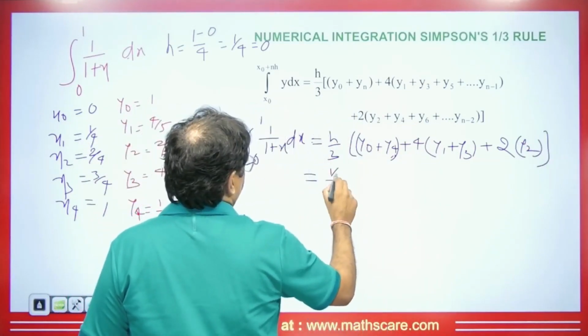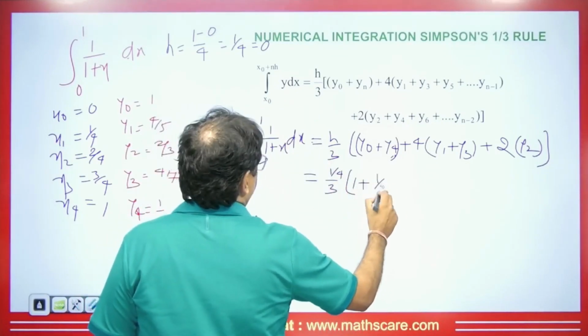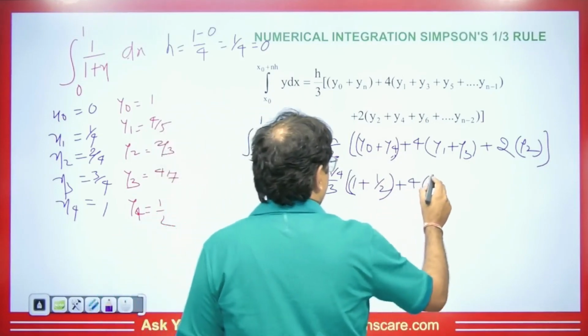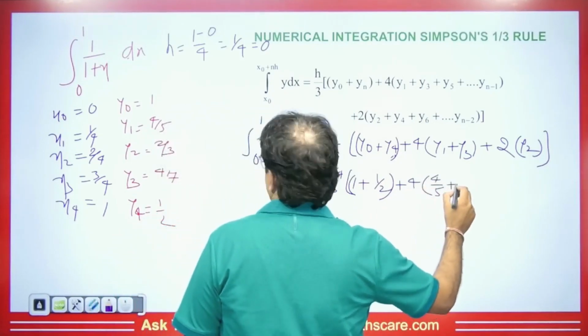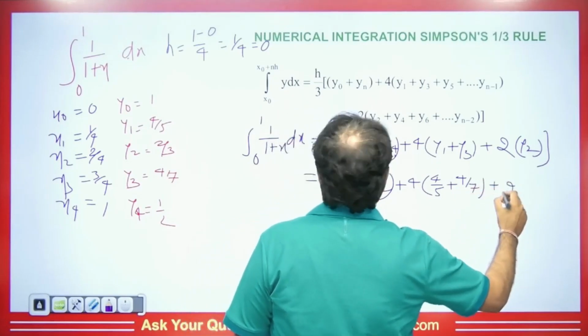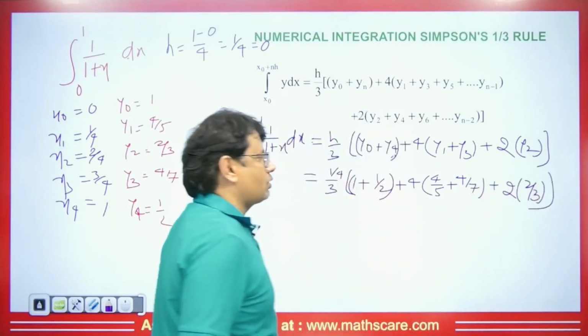We will write 1/4 here upon 3, and the value for y0 is 1, right? Plus 1/2 plus 4 into, this will come as y1 plus y3. Then this will be 4/5 plus 4/7 plus 2 into the value of y2, which is 2/3. And when we solve this on the calculator, we will get the answer.